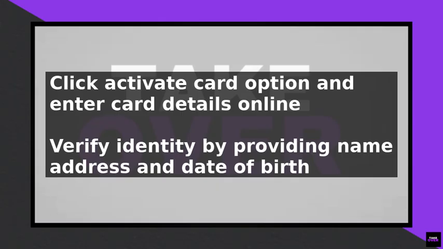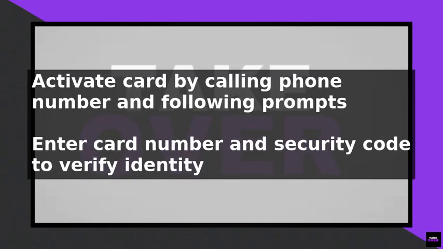After activation, you can set up your online account by going to the Wells Fargo website and clicking on the Sign Up option. You will need to provide your card information and personal details to create a username and password.